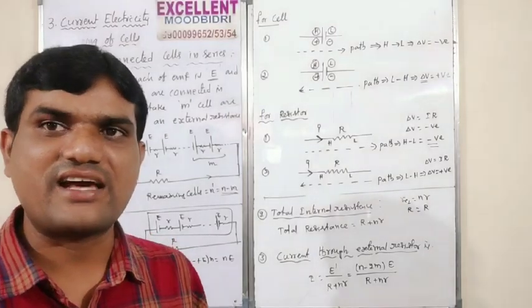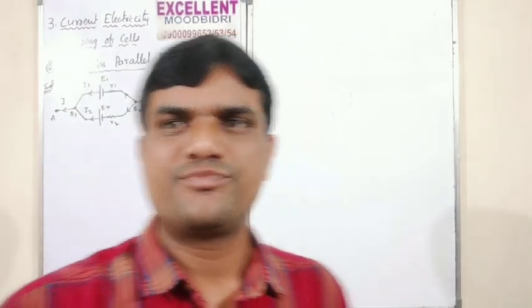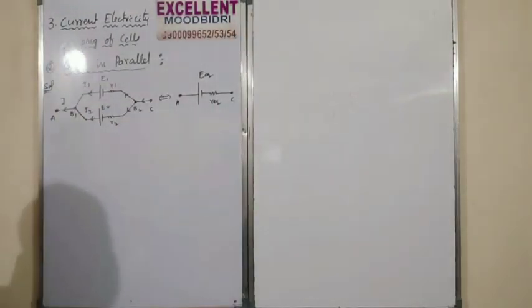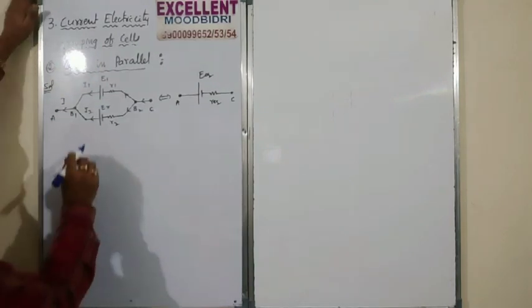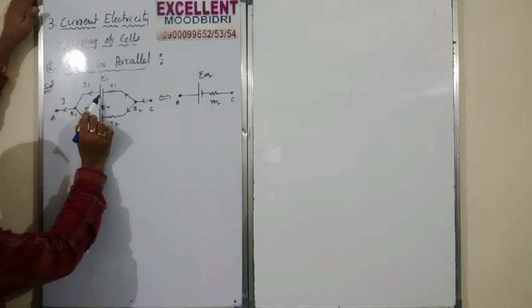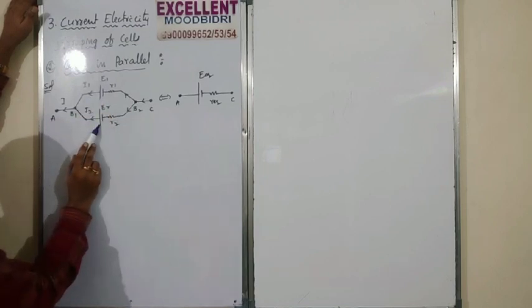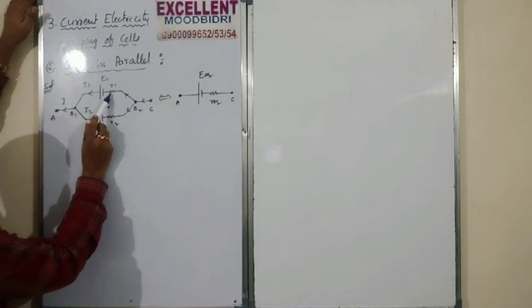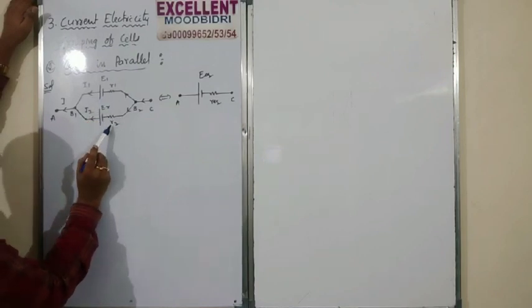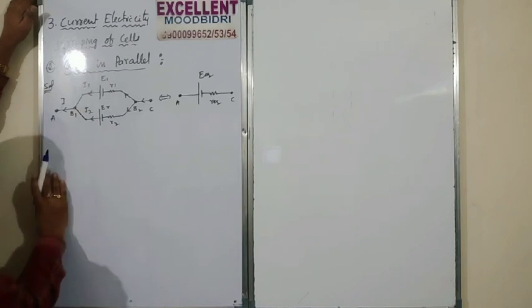Okay. Next, cells in parallel combination. Right. Now cells are in parallel combination. I have two cells. First cell EMF is equal to E1, second cell EMF is equal to E2. First cell internal resistance is equal to R1, second cell internal resistance is equal to R2. We should connect them in parallel combination.